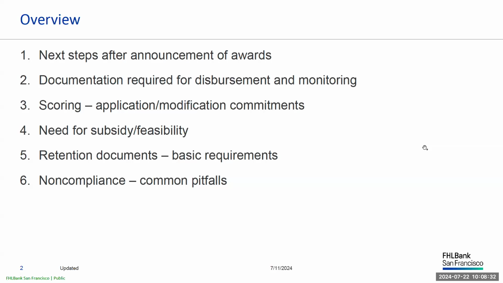Today, we're going to discuss what to expect after the announcement of your AHP award and how to plan for a successful disbursement and initial monitoring review. We will be covering documentation requirements for disbursement and initial monitoring, maintaining the project's scoring commitments from the original application or any modifications, maintaining the project's need for subsidy and feasibility, basic requirements for the AHP retention documents, and common causes of noncompliance. Our goal is to avoid pitfalls that may cause the recapture of the AHP subsidy.